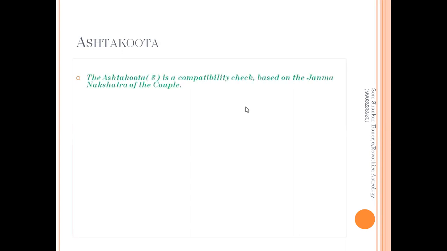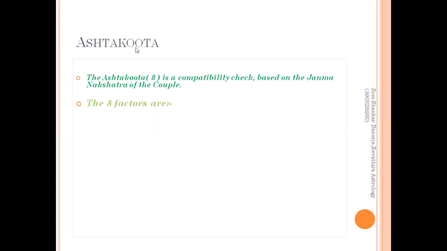Ashtakuta. Ashta means eight, and Kuta means factors or aspects. The Ashtakuta is a compatibility check based on the Janma Nakshatra of the couple. It's based only on the moon sign, moon Rashi, and Janma Nakshatra. Only based on moon.